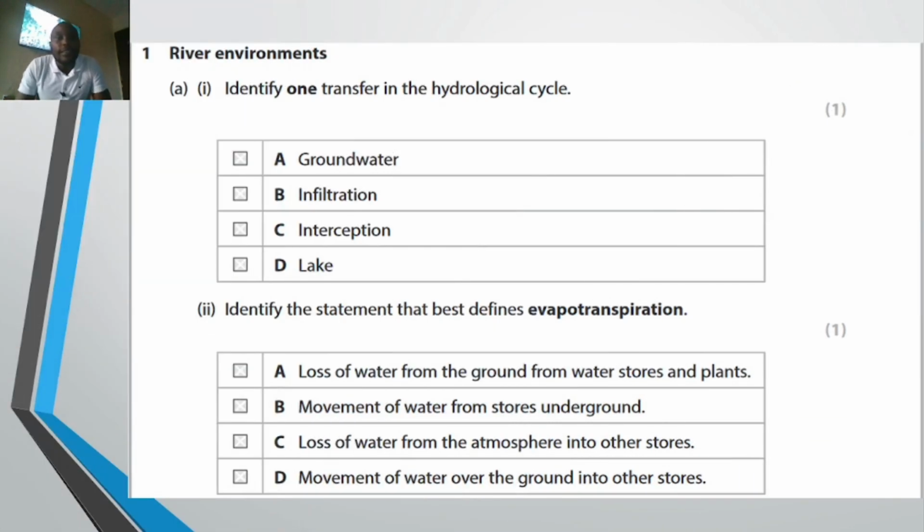Then you go to the next question. Identify one transfer now in the hydrological cycle. Now from here it's easy. Is groundwater a transfer?